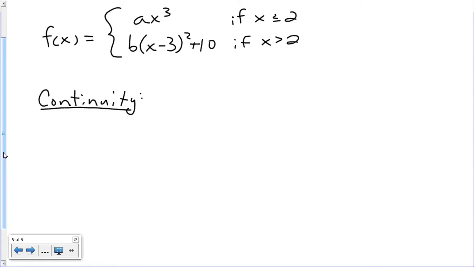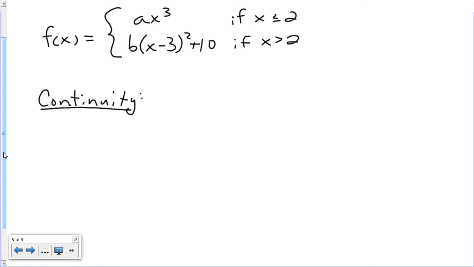So the function is going to exist. It's the second part of the definition of continuity that we had to worry about. The second part of the definition of continuity said that the limit as x goes to 2 has to exist. And so the only way that limit exists is if the limit as x goes to 2 from the left side is equal to the limit as x goes to 2 from the right side.